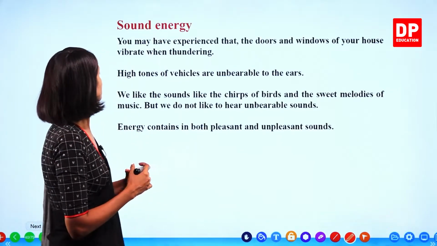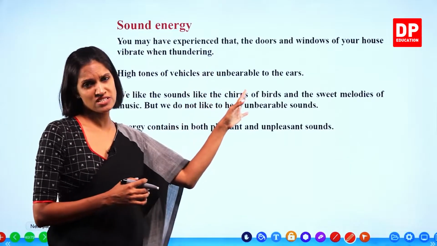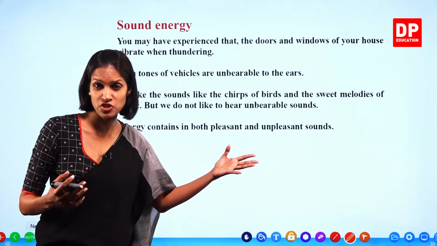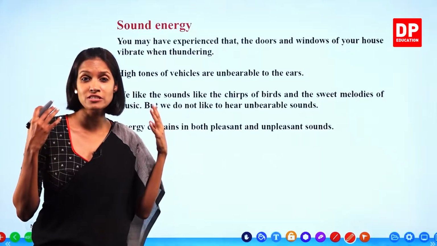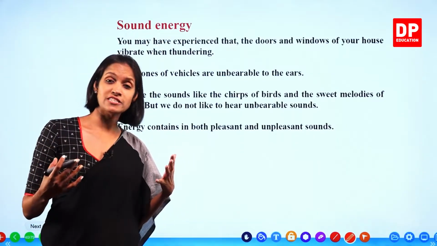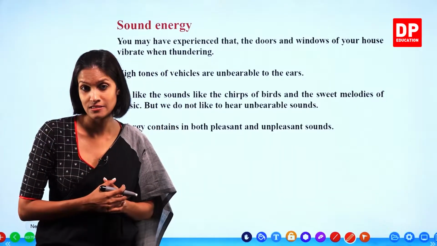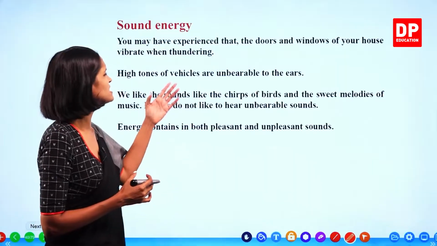So high tones of vehicles are unbearable to the ears. Just imagine you are in a traffic jam. You know how difficult it is to listen to the sound around you, right? That's actually a big noise around you. It's very difficult to bear these types of noises. Okay, children? So what is the reason?